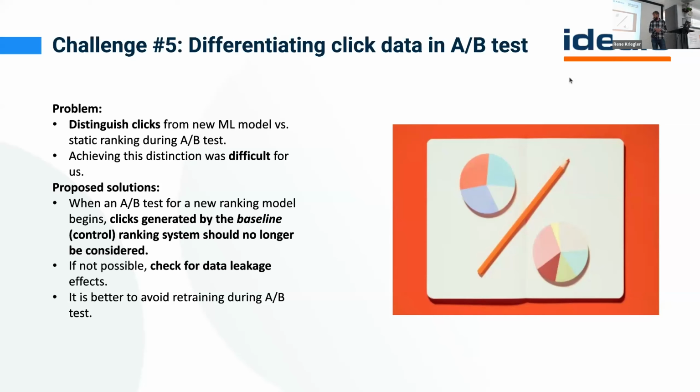So what's the solution? Probably you can investigate this kind of data leakage and how it impacts you during the A/B test. Or, as our solution, we just don't retrain and don't update the model during the A/B test, to have a clean experiment.